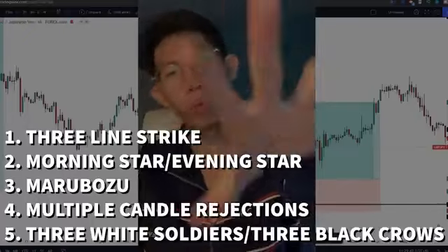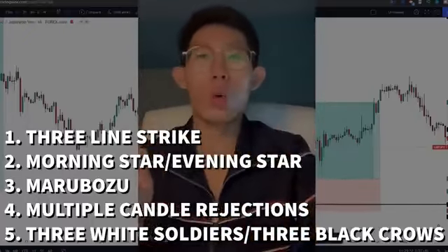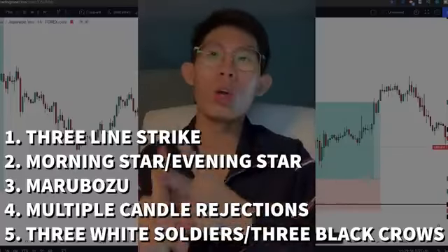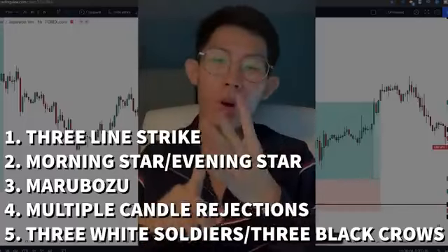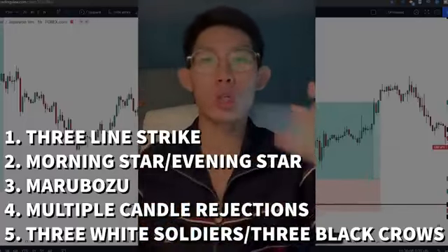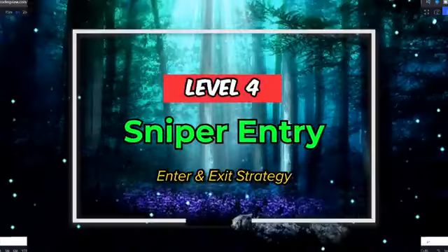So these are the 5 reliable and profitable candlestick patterns that you guys need to know. Number 1, your 3-line strike candlestick pattern. Number 2, your Morningstar or Evening Star. Number 3, your Maribozu candlestick. Number 4, your multiple candle rejections. And number 5 is your 3 white soldiers and 3 black crows.